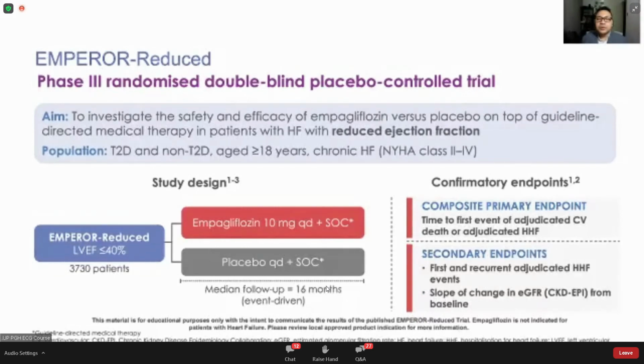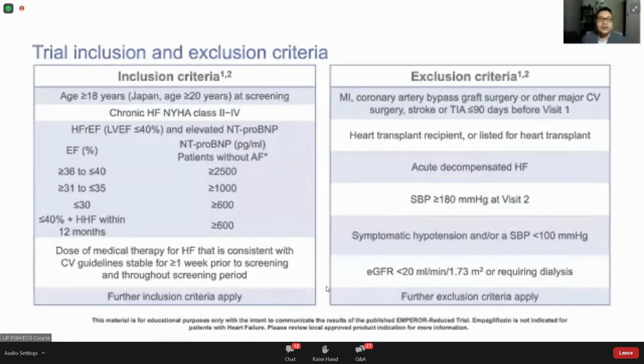And it enrolled not only diabetic, but also non-diabetic patients who are adults between NYHA class 2 to 4 with these confirmatory endpoints. And these are the inclusion and exclusion criteria. To focus on the inclusion criteria, Japan had a higher cutoff of age at screening, but in terms of the EF being less than 40%, it was also paired with the NT-proBNP to be included in this study.